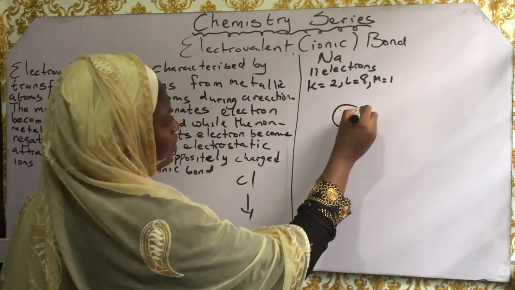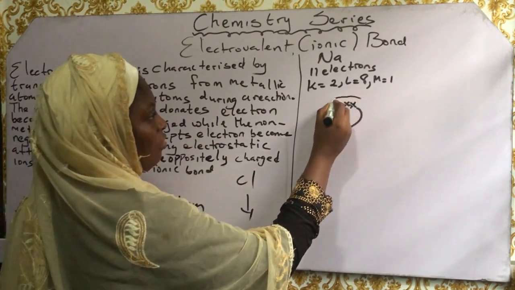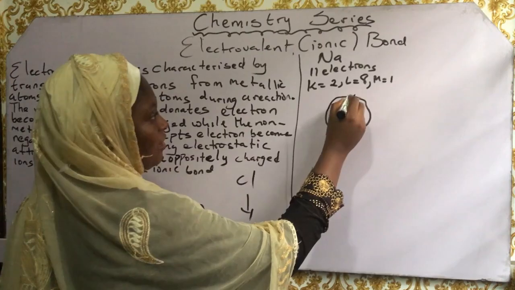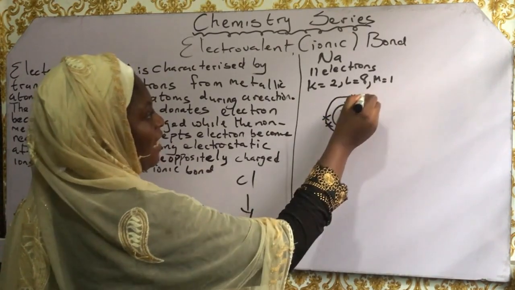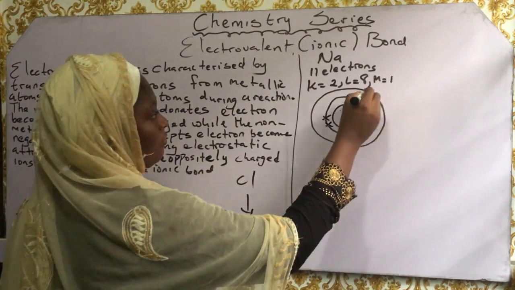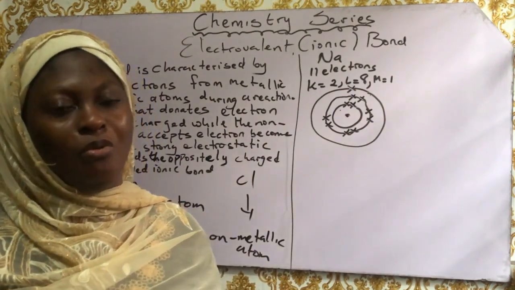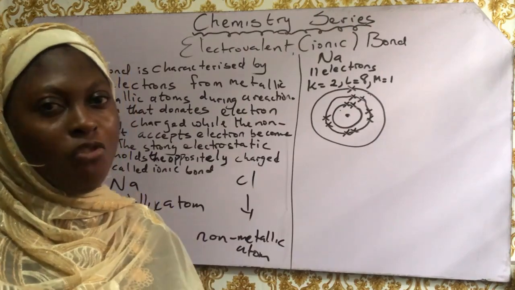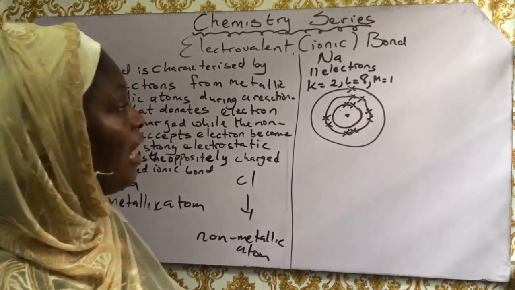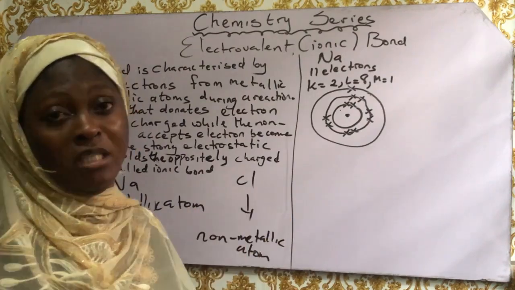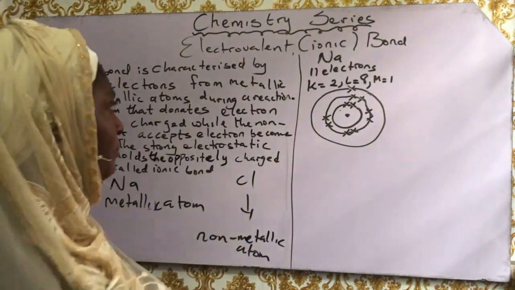We have this nucleus, the K shell, which is the first shell, has 2 electrons, the L shell has 8, and the M shell has 1. Now, according to the 2-8-8 rule, or let's even talk about the octet rule, the number of electrons in the outermost shell should be 8 for the atom to be stable. But sodium just has 1. So let's leave it and let's see chlorine.